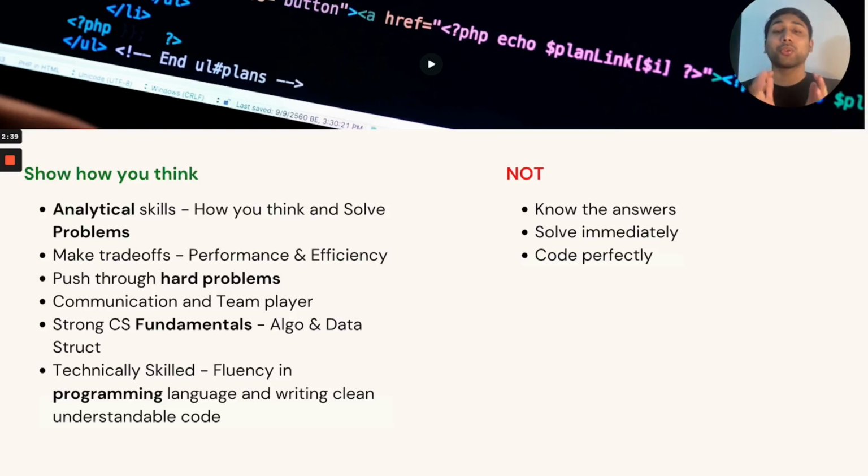Right. Towards the end, there will always be a hard problem which they are not expecting you to solve efficiently, but they want to see how you are handling unexpected hard problems. Are you able to communicate? And that's why communication matters the most. Even in coding interviews, you need to communicate throughout the interview with the interviewer.